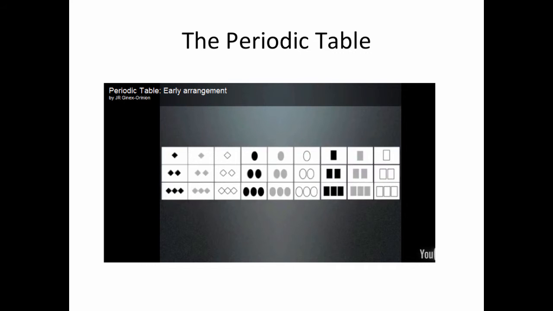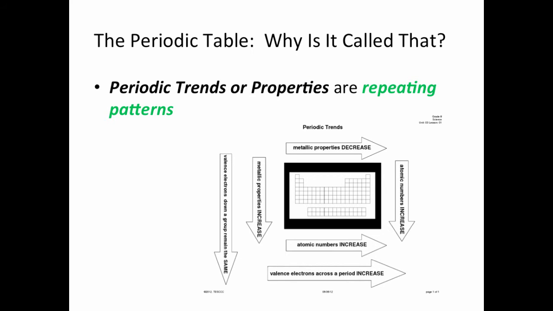So here's a periodic table. It's an early arrangement of what it used to kind of look like before. Here are some patterns. I want you to pause the video here and take a look at these arrows. These are trends that we see on the periodic table. Let's look at the arrows that are pointing down first.